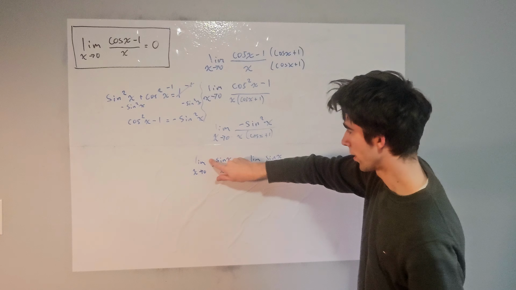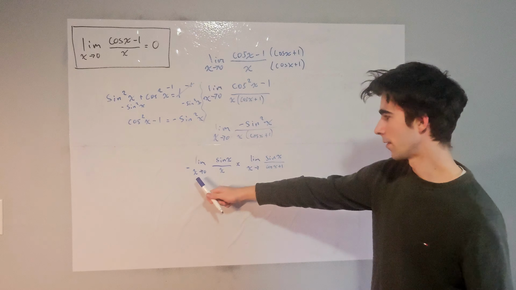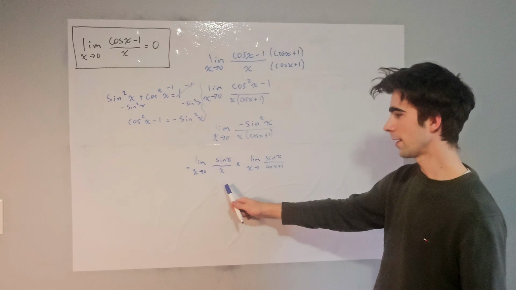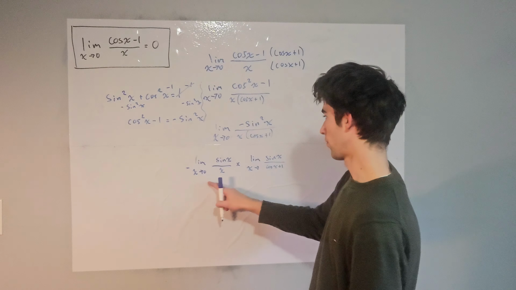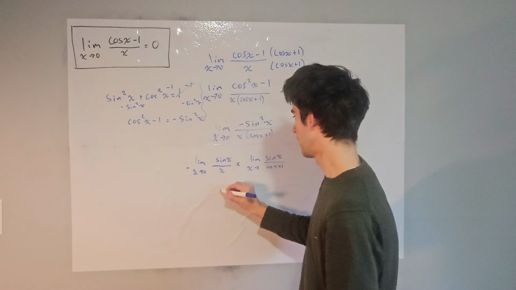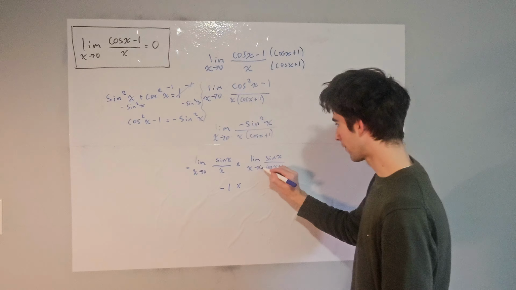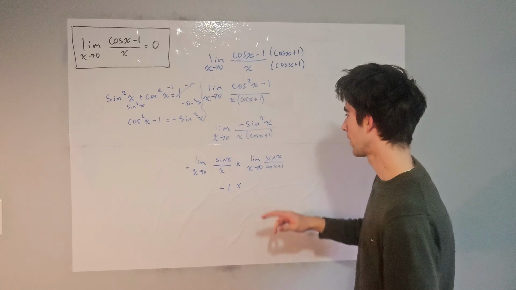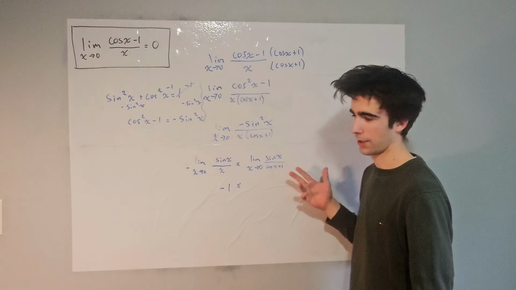This here, we can write the negative out front. We know what this is, the limit as x approaches 0 of sine x over x. I have a different video on this if you're curious. This right here is just 1, and it's negative 1 times. Here, I forgot to write a 0. We have the limit as x approaches 0, and there's nothing wrong with just plugging it in.